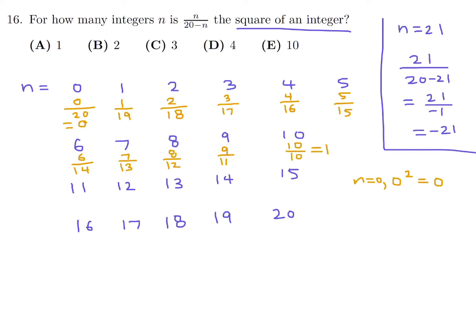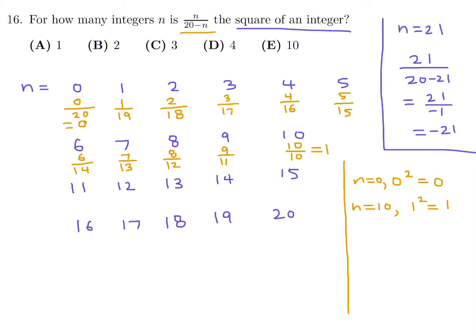Is 1 the square of an integer? Indeed it is. So when n is equal to 10, we have 1, and 1 squared is equal to 1. So that 1 is the square of an integer. So now we have two values, 0 and 10, that give us the square of an integer for this expression. All right, let's keep going.